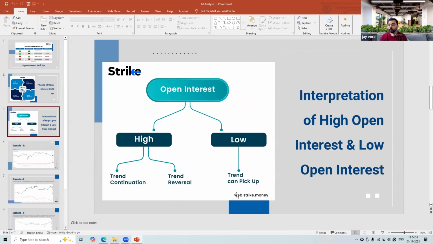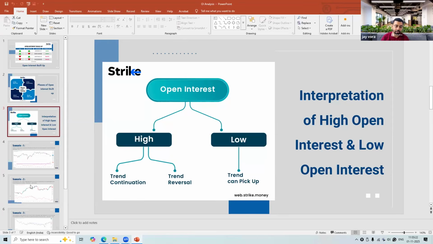Open interest is low, so trend can pick up. Now, which way the trend will pick up, that is what price action will tell you. This thing is still, you can say, hitting a bullet with a bullet. What would that mean? A bullet travels at a very high velocity, and if you want to hit that, you have to aim at the bullet with an equally high speed.